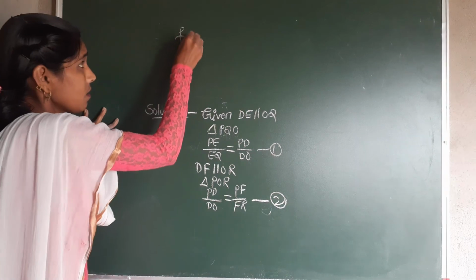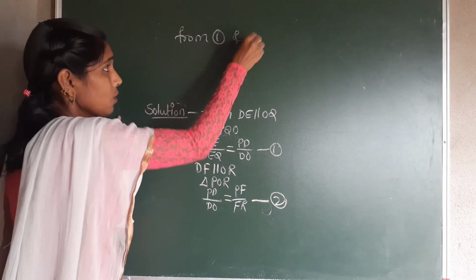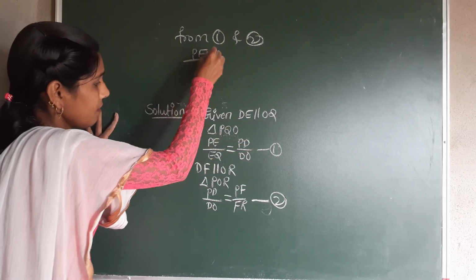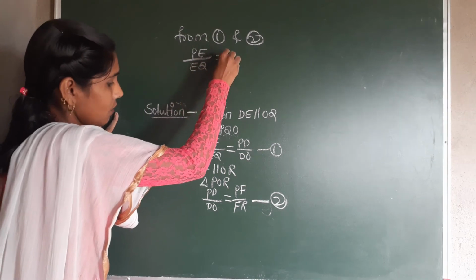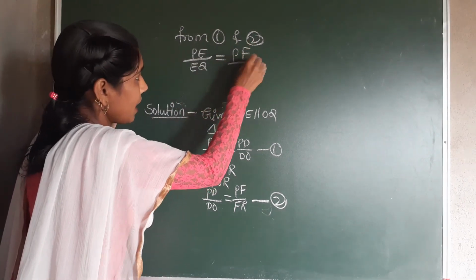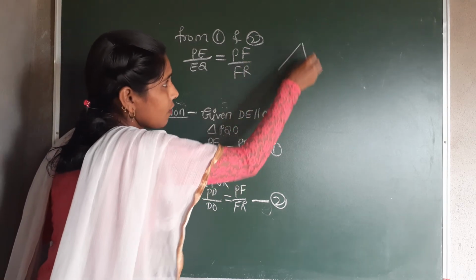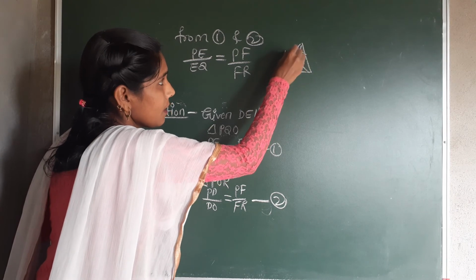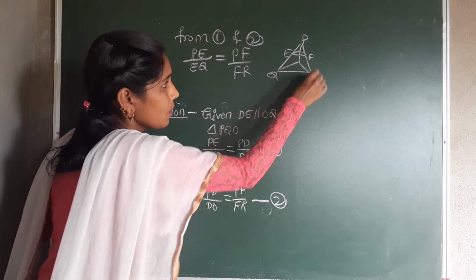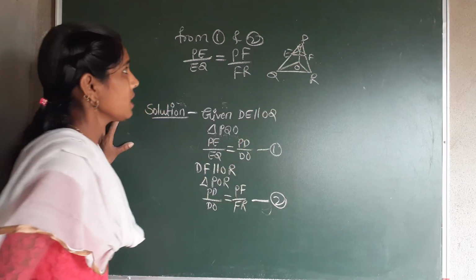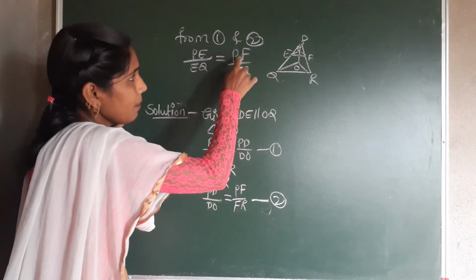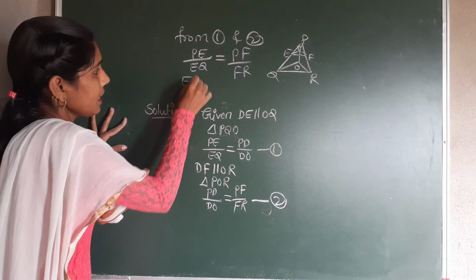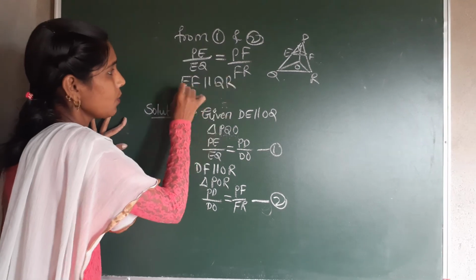From equation 1 and 2, PD by DO cancel. PE divided by EQ is equal to PF divided by FR. Our figure was like this: E, F, P, Q, R, O, and this was D. So PE divided by EQ and PF divided by FR means here EF is parallel to QR.